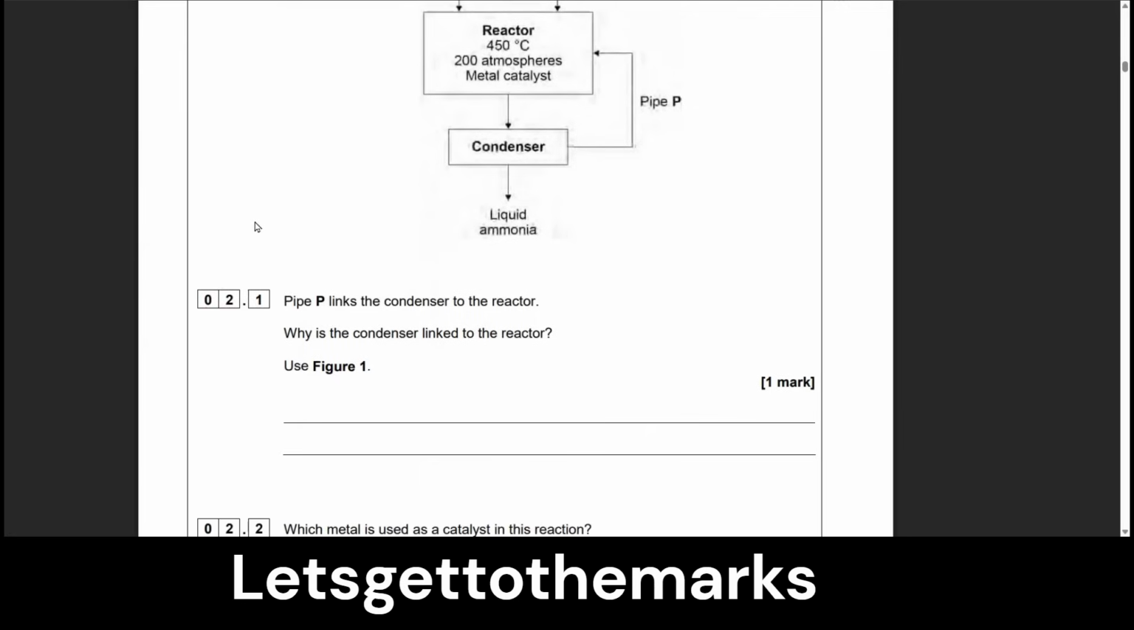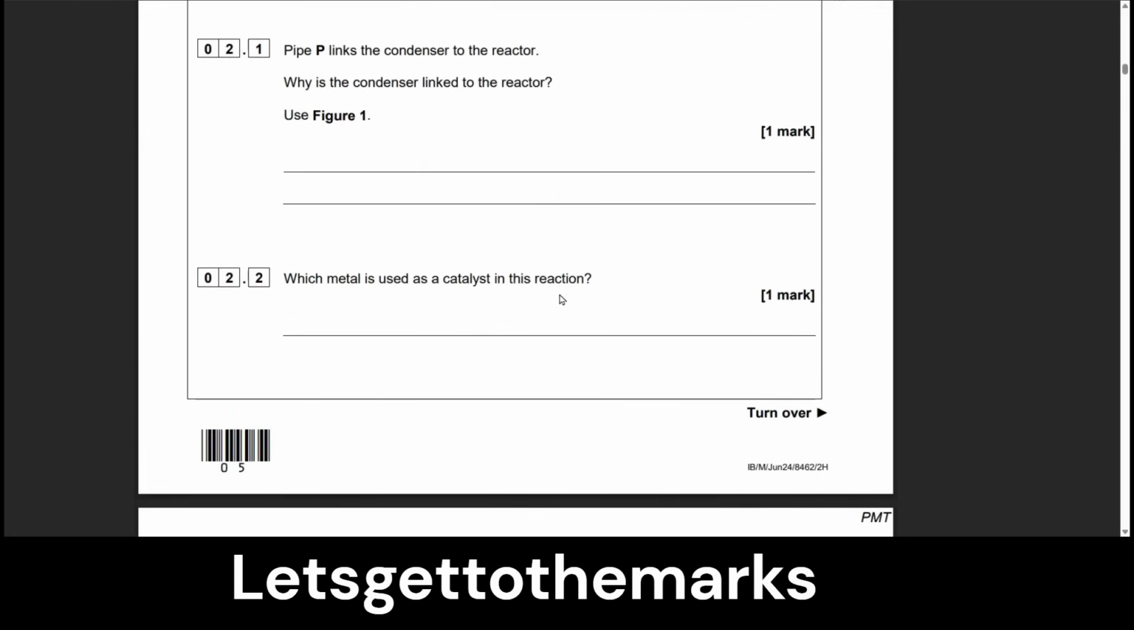Right, let's check out 2.1. Which metal is used as a catalyst? So in the Haber process, there are some conditions you need to know off by heart. 450 degrees, you don't need to put that here, but you also need to know that it's done at a pressure of 200 atmospheres, and then you need to know the catalyst, and the answer they're looking for is iron catalyst. So iron is the metal that they use in the Haber process, and you just need to put iron there.